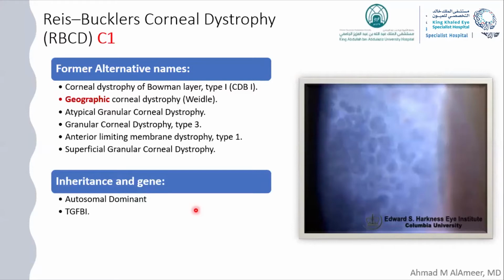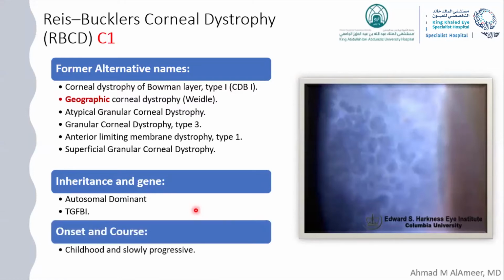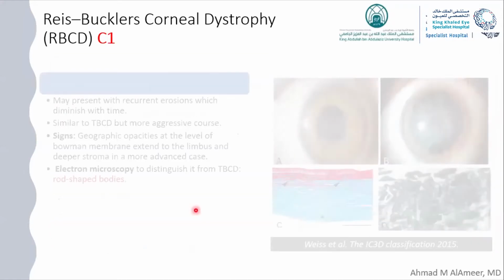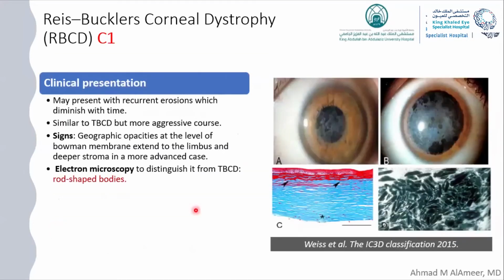It's autosomal dominant and TGFBI. All the next dystrophies are TGFBI. It starts in childhood and is slowly progressive. They may present with recurrent erosion, but this erosion will diminish with time. It is similar to its cousin, Thiel-Behnke corneal dystrophy, which we will talk about in the next slide, but it's more aggressive. So Reis-Bücklers is more aggressive than Thiel-Behnke, its cousin.